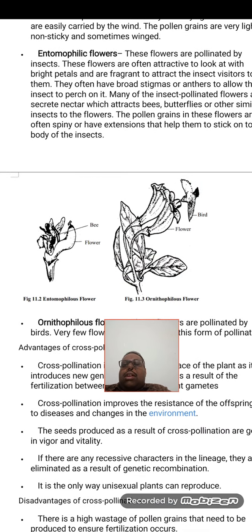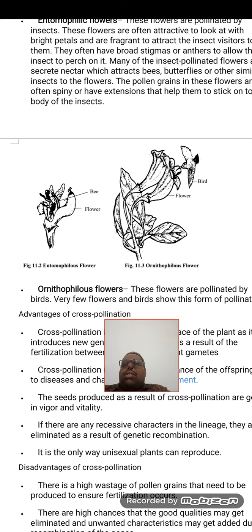And the next one is known as ornithophilous. Ornithophilous means pollination takes place by any type of birds. One of the best examples is the hummingbird. You know that hummingbirds survive on nectar. That is the food they use the most. So when they come to take nectar with a long beak, they move inside the flower. At that time the pollen grains will come and stick to them. Then when they move to the next flower, it will get pollinated.